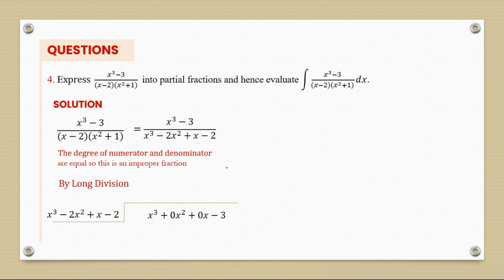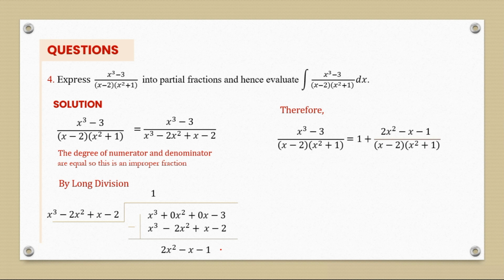So x cubed divided by x cubed is going to be equal to 1. Then when we multiply 1 to this, we'll have x cubed minus 2x squared plus x minus 2. So let's subtract those, and we'll have 0x squared minus negative this, so it's going to be 0x squared plus 2x squared, which is 2x squared. Then we have 0x minus x, which is negative x. Then negative 3 minus negative 2, which is like negative 3 plus 2, is going to be equal to negative 1. So we have negative 1 there.